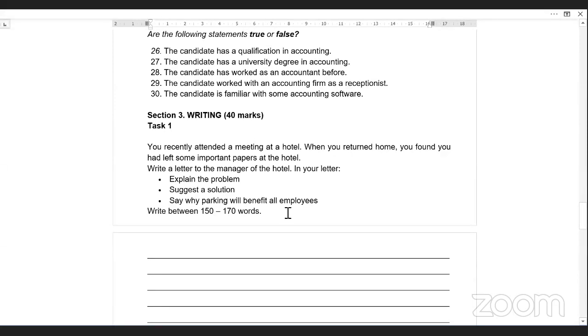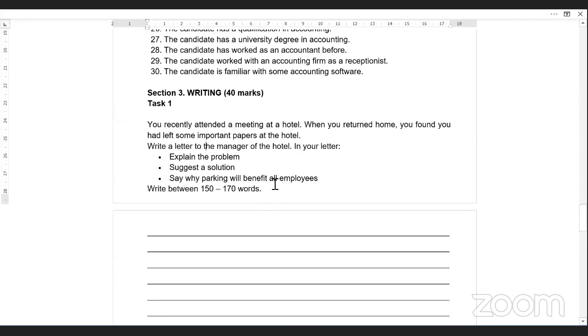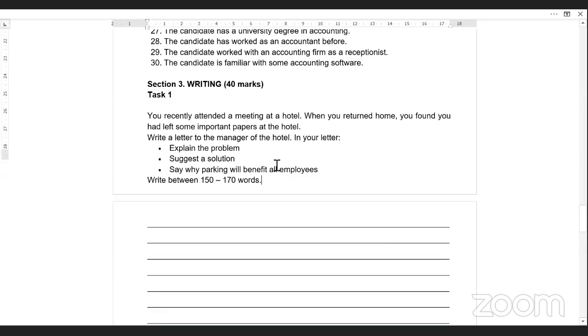In the writing section, you will have 1 email to answer about the meeting at a hotel. We wrote a very similar one already about the blue file that you left in your friend's place. So it should be very easy for you to write. The structure will be the same. It's just not a friend's place, but a hotel. You will write to the manager. Of course, you don't know the name of the manager. You will consider it a formal email where you start with dear sir or madam or to whom it may concern.